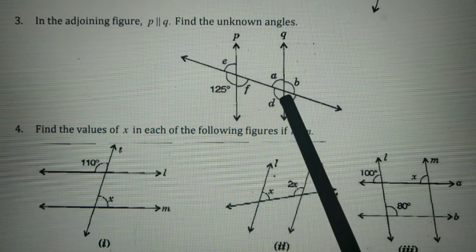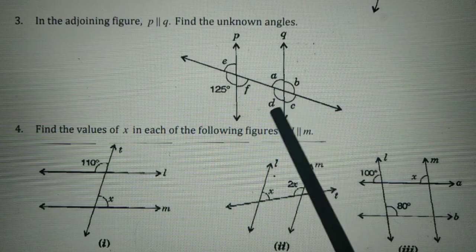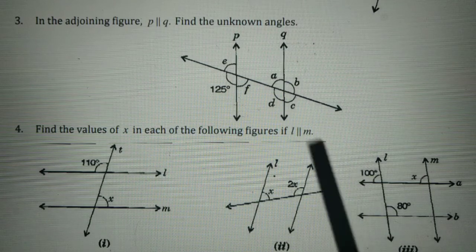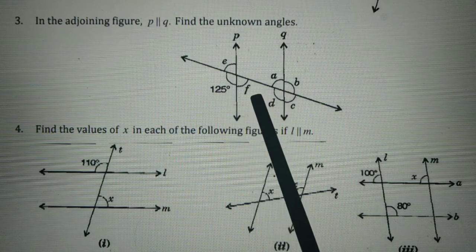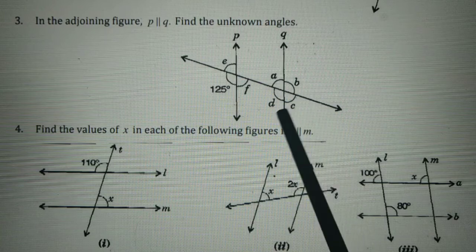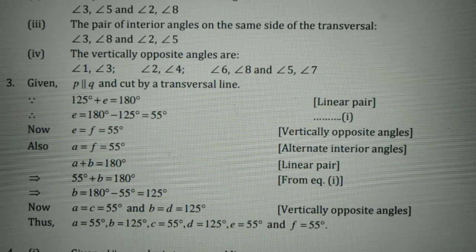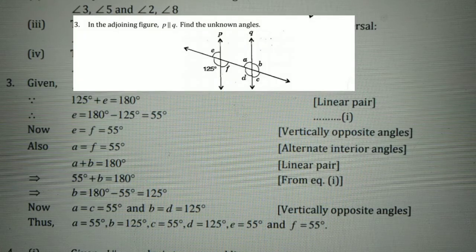Now E corresponds with A, F corresponds with C, and D and B are vertically opposite angles. So by using the corresponding angle property, the linear pair, or the vertically opposite angles, we can find out all the unknown angles. Now see the solution with the diagram. So students, let us understand the answer of the third question.